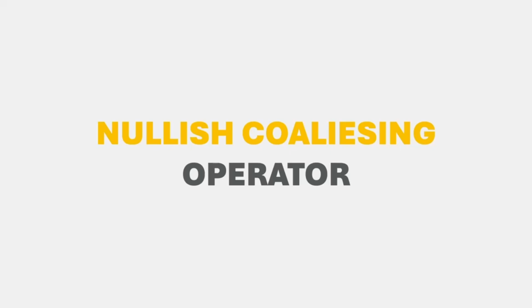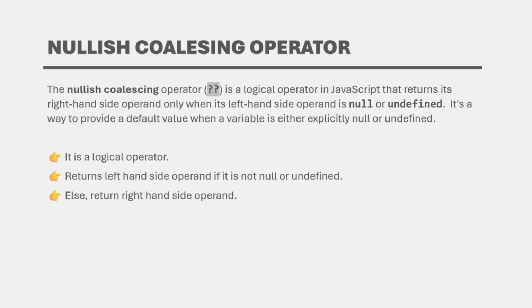In this lecture, we are going to learn about another useful operator which was introduced in ES6 version of JavaScript, and that is called the Nullish coalescing operator. The Nullish coalescing operator, which is represented by two question marks, is a logical operator in JavaScript that returns its right hand side operand only when its left hand side operand is either null or undefined. It is a way to provide a default value when a variable is either explicitly null or undefined.